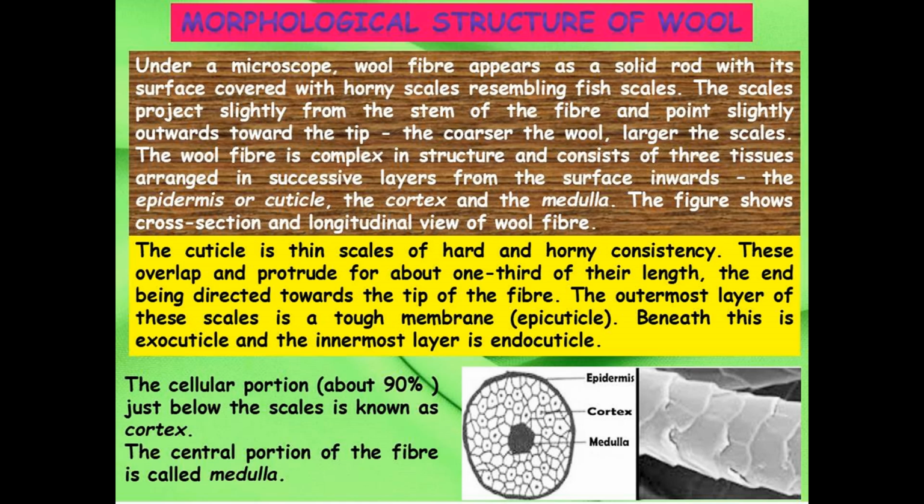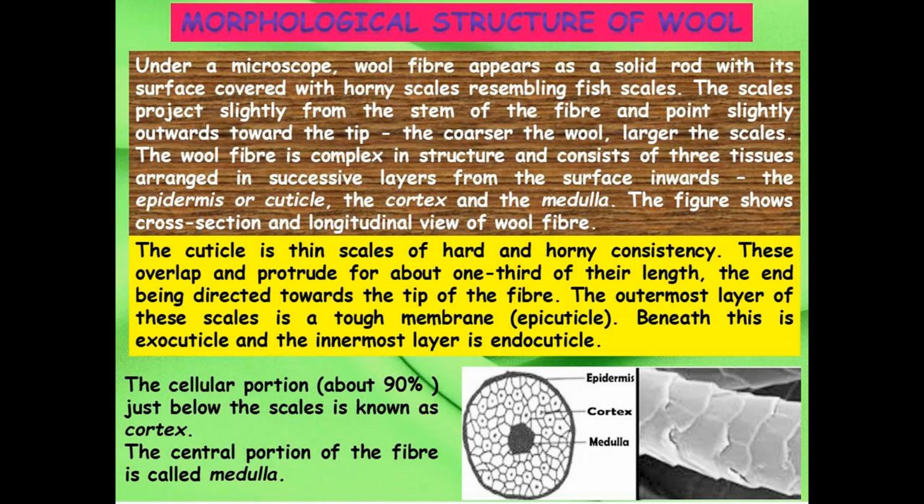The wool fiber is complex in structure and consists of three tissues arranged in successive layers from the surface inward. First, the epidermis or cuticle, then the cortex, and inside is the medulla. The figure shows cross-section and longitudinal views of wool fiber. The cuticle is thin scales of hard and horny consistency. These overlap and protrude for about 1/3 of their length, the end being directed toward the tip of the fiber. The outermost layer of the scales is a tough membrane called epicuticle. Beneath there is exocuticle and the inner layer is endocuticle.